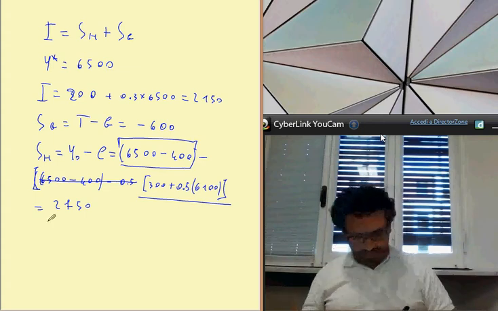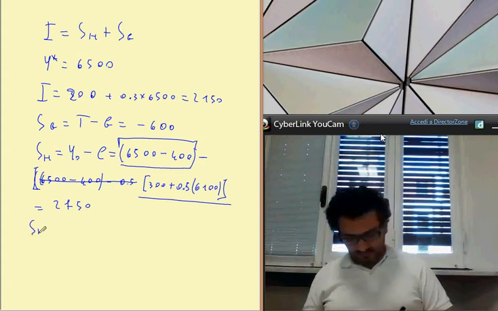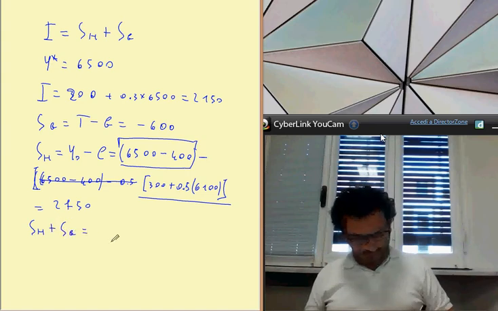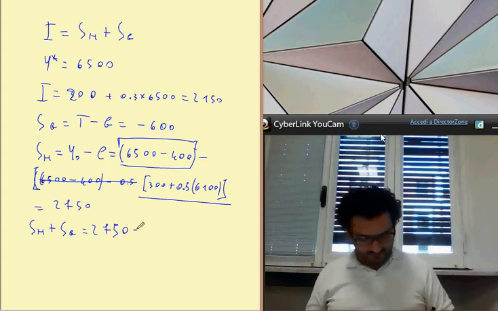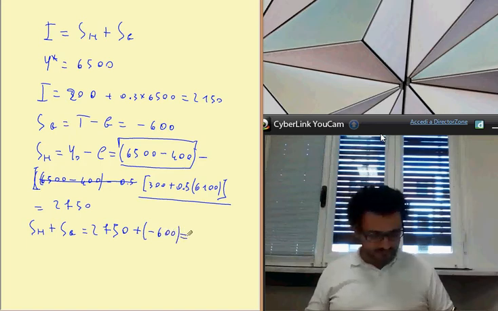So household savings plus government savings is equal to 2,750 household savings plus government savings, which is minus 600 because it's a deficit, so it's equal to 2,150, so exactly equal to the level of investment produced by this economy.